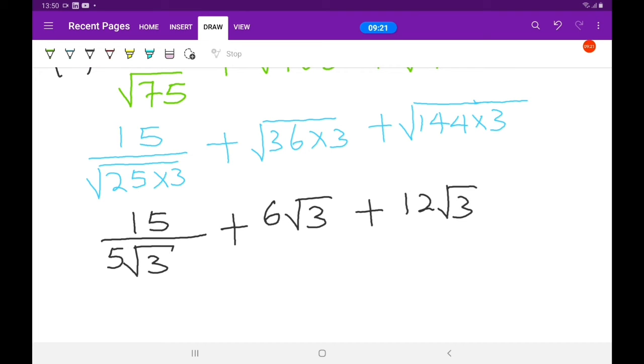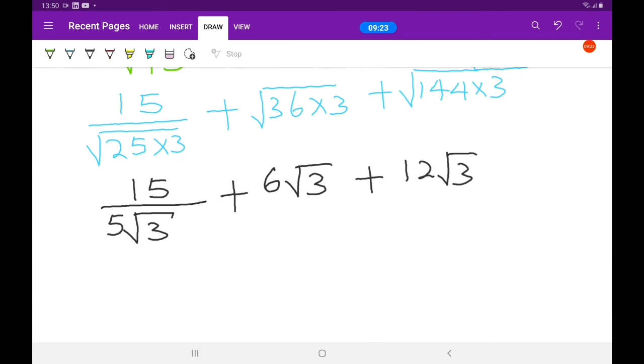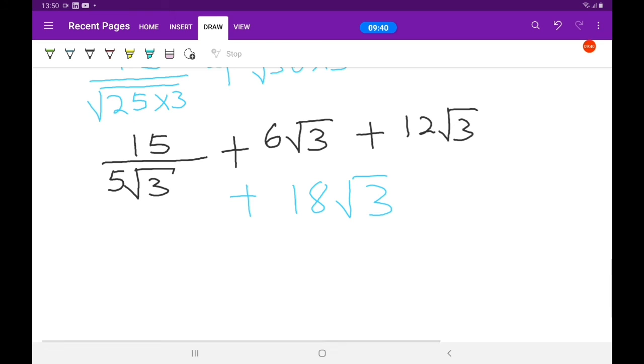What do you notice in the right part? You will notice that this can be added together. 6 root 3 plus 12 root 3. It is like saying 6x plus 12x. And that will give us 18 root 3.